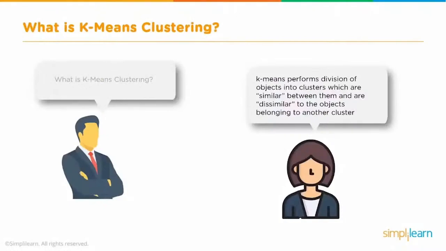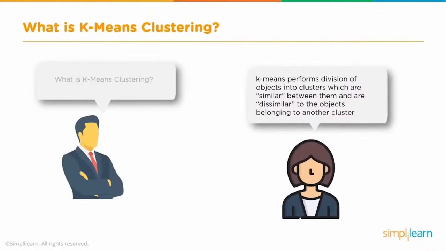So what is K-means clustering? K-means clustering is an unsupervised learning algorithm. In this case, you don't have labeled data, unlike in supervised learning. You have a set of data and you want to group it. As the name suggests, you want to put the data into clusters, which means objects that are similar in nature and similar in characteristics need to be put together. That's what K-means clustering is all about.